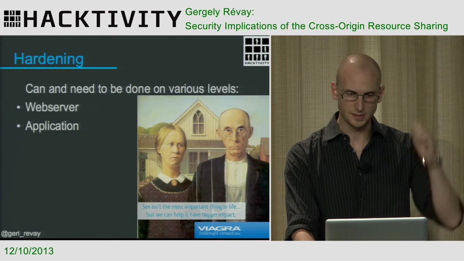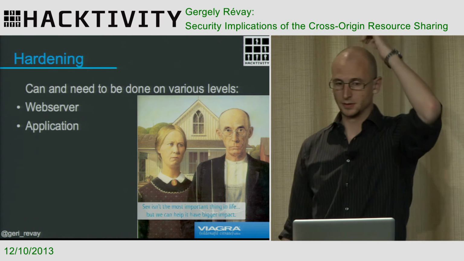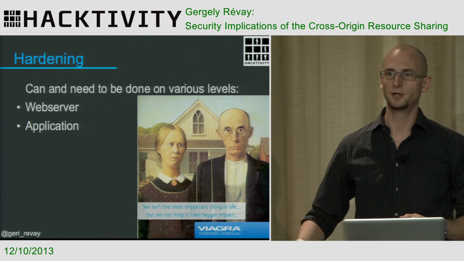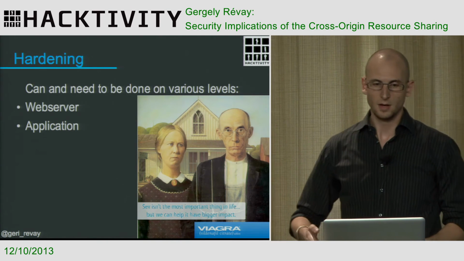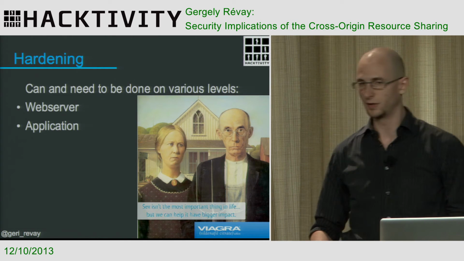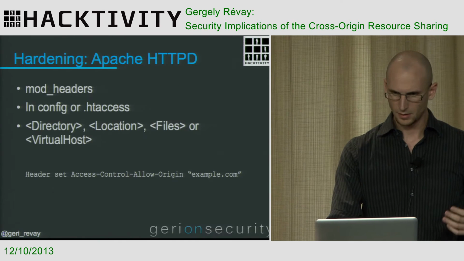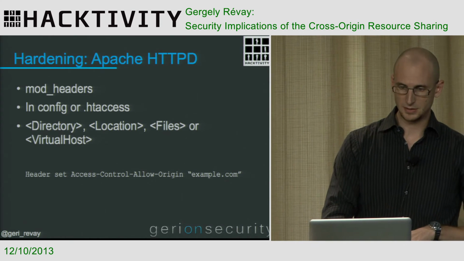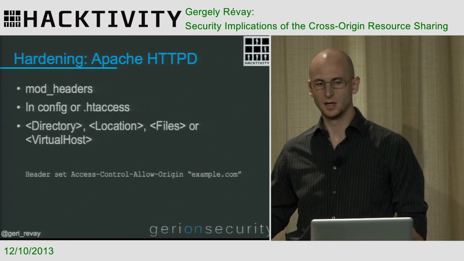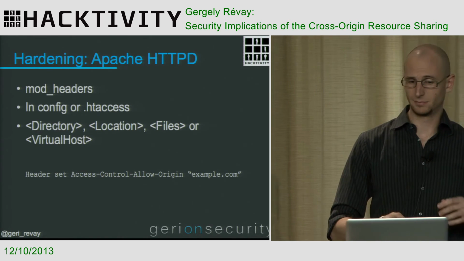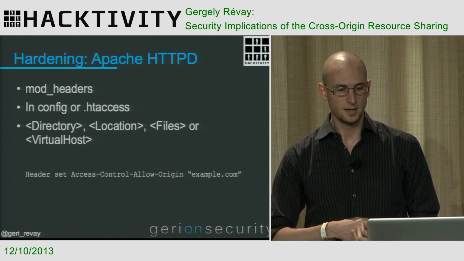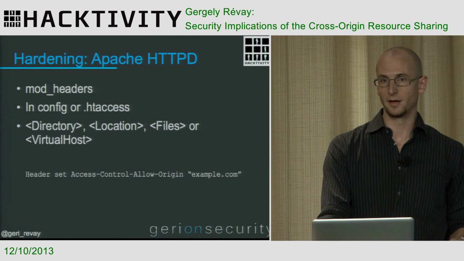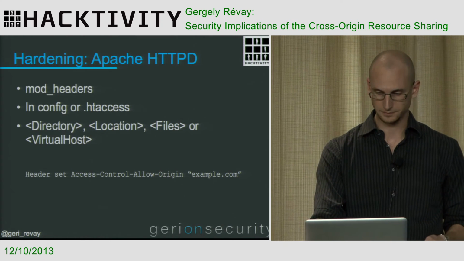And it's because of this. If you want to do hardening, you can now do it on various levels: on the web server or container or whatever where your application runs, or in the application itself, so in the application code. For the web server level, a really simple example is Apache HTTPD. You can simply use the mod_headers module, defined either in the config or in the .htaccess files, and set the Access-Control-Allow-Origin header as strictly as you can.